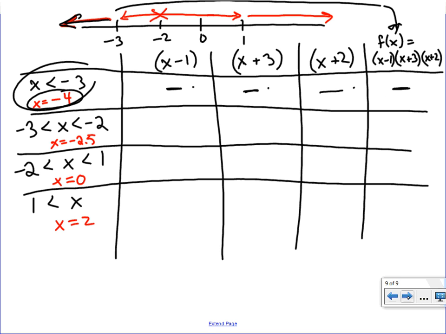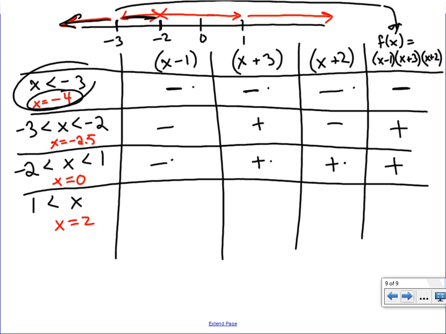Sign charts are actually a little bit fun to play with. Okay, let's do the next interval between -3 and -2. A value between -3 and -2 is, let's say, -2.5. That's that local maximum. Negative 2.5 take away 1 is negative. Negative 2.5 plus 3 is positive. Negative 2.5 plus 2 is negative. A negative times a negative times a positive is positive. So the whole product of these three factors in this interval is positive. Similarly, negative, positive, positive, negative times a positive is a positive.